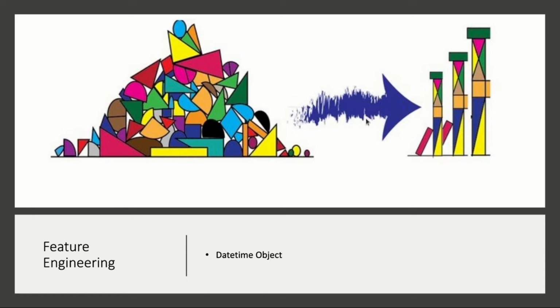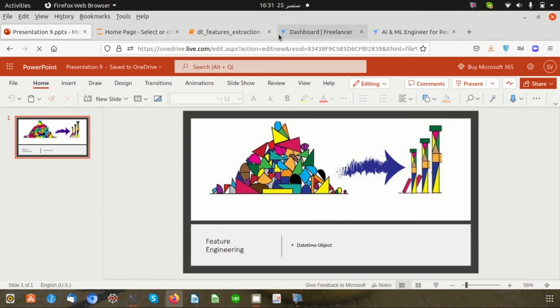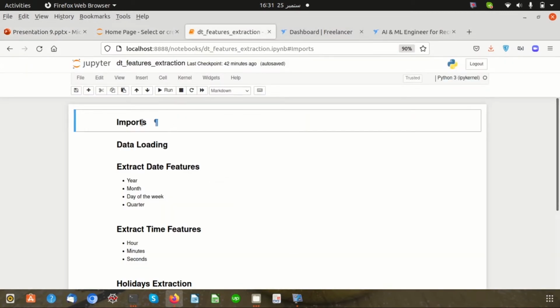So a DateTime object has a date and a time, and we can extract different features from that object. So let's go to the code. We have a notebook here.